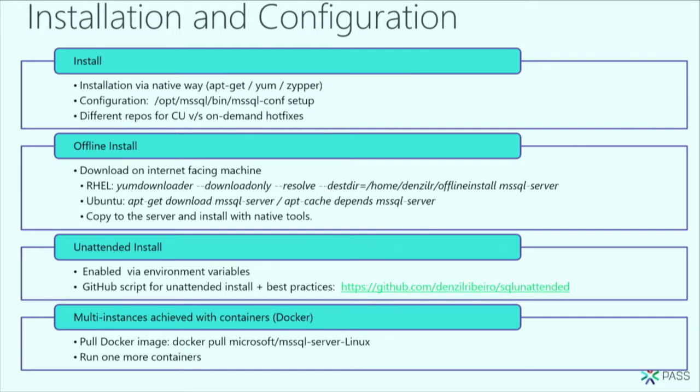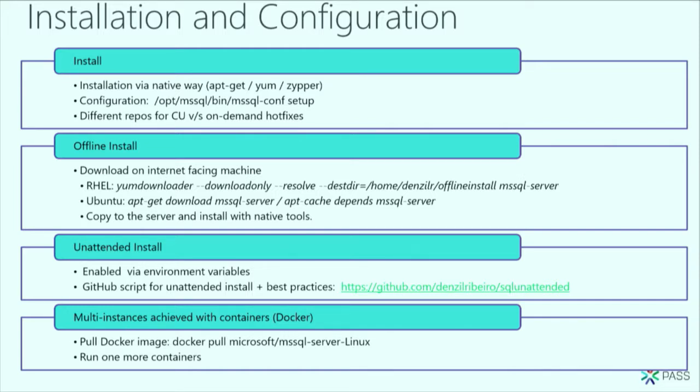So at RTM, we have the cumulative update repo, but say you run into a bug where you open a case and open a hotfix, and we issue an on-demand hotfix. That is going to go in a separate repo. So you'll have to change the repos, and I'll show you how to do that in a second, to get the right branch of software, if you will, right?